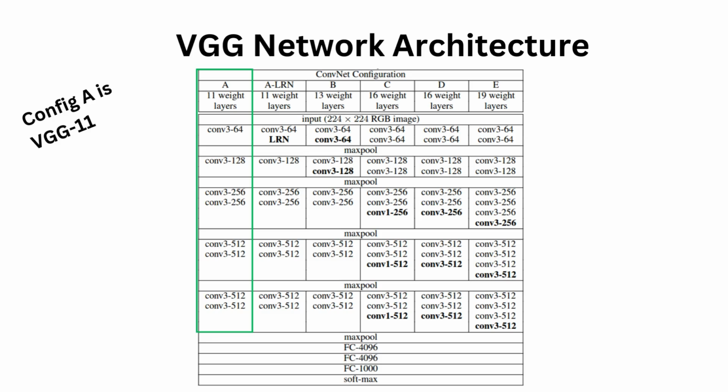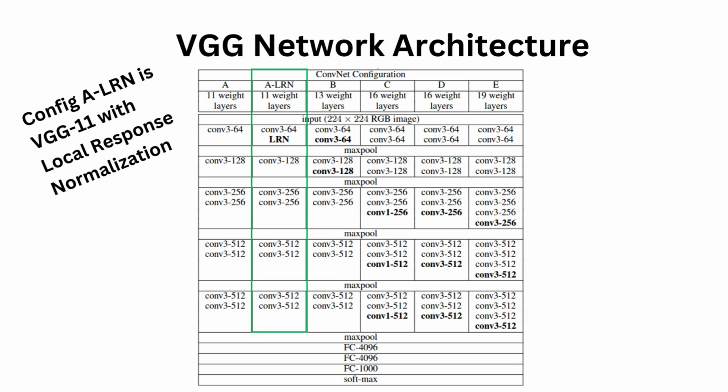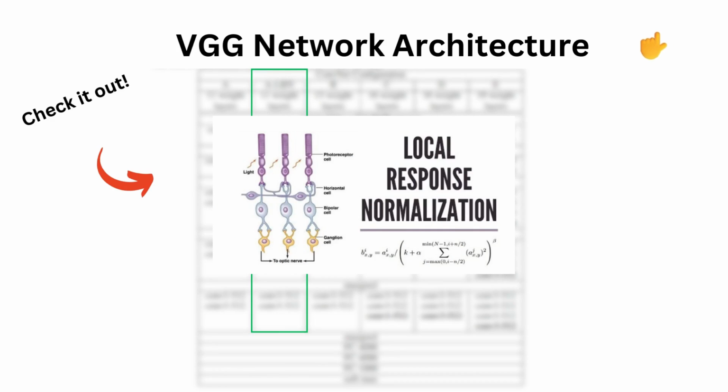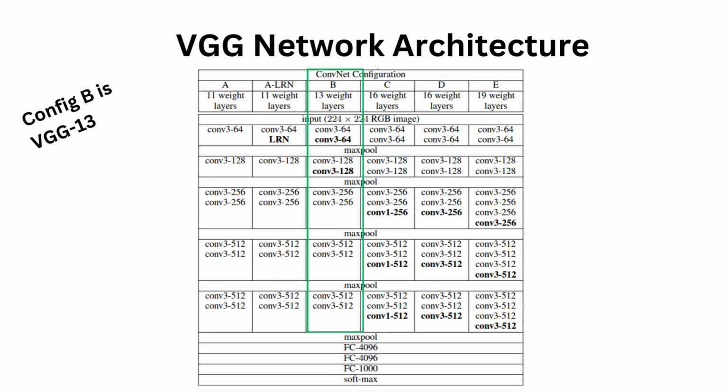The first configuration, A, is simply VGG11 because it has 11 weight layers. There is a variation of this configuration titled A-LRN that represents VGG11 with local response normalization near the input. As a disclaimer, local response normalization is a pretty cool idea lifted directly from the retina, but it's not that useful in practice. Check out the video I made on the subject if you're interested in the link with the central nervous system. The configuration B is VGG13, without local response normalization from now on.